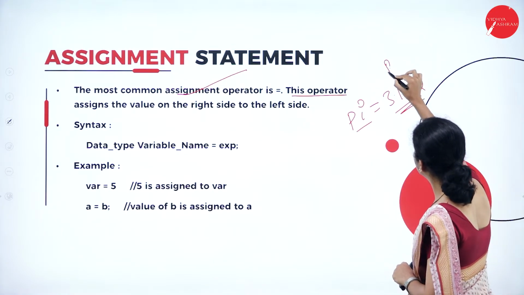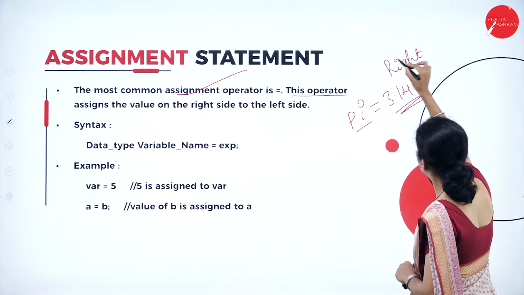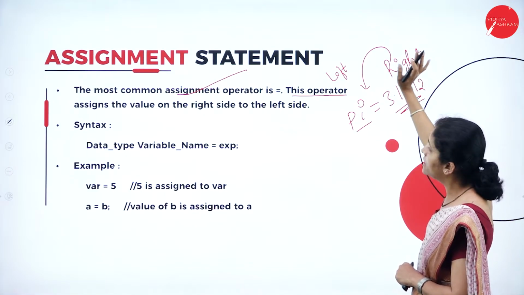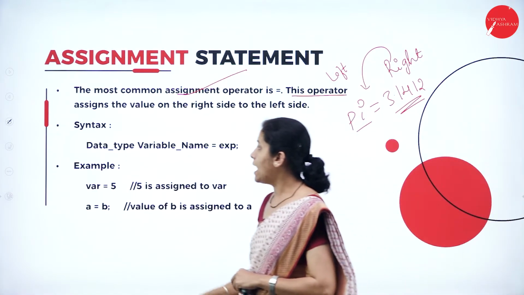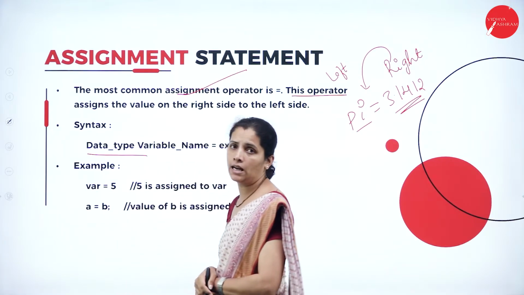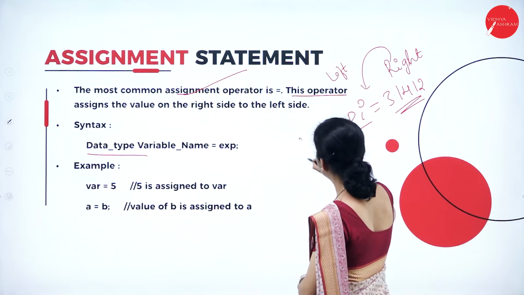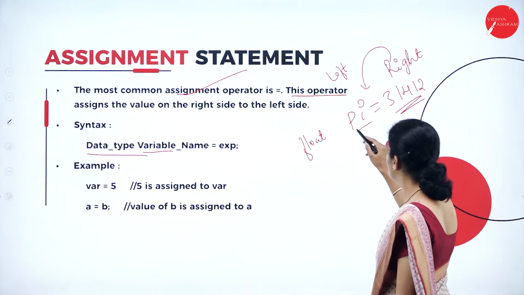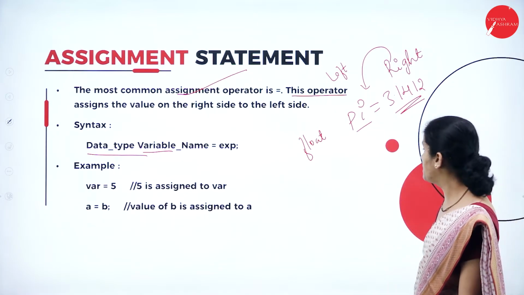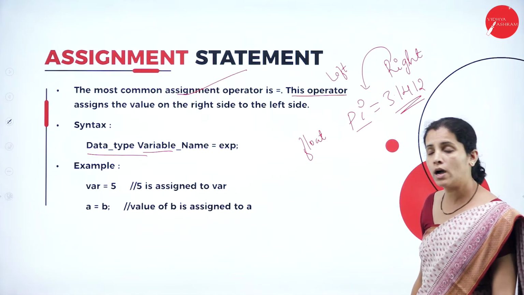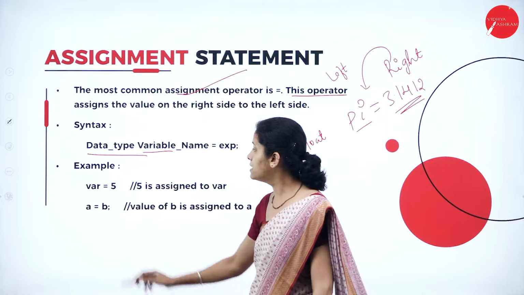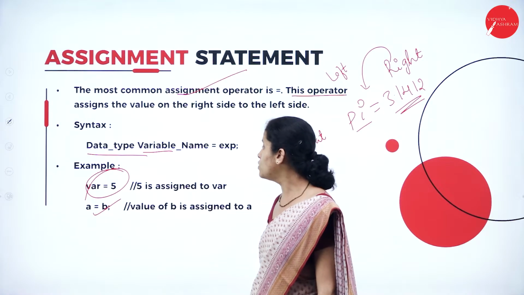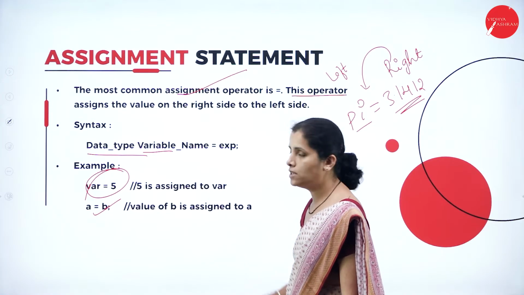See here, this is my right side, and I'm going to assign this value to the left side. So I'm going to assign the right side value to the left side. See, I have the syntax. First, I want to write the data type. For example, if I consider this one, it is float. Then I want to specify the variable name. See, what is my variable name here? That's nothing but the pi. And I'm going to assign the value 3.1412. Now this is the example program. So I'm going to assign pi to the variable. Now this is also another way to assign the values.